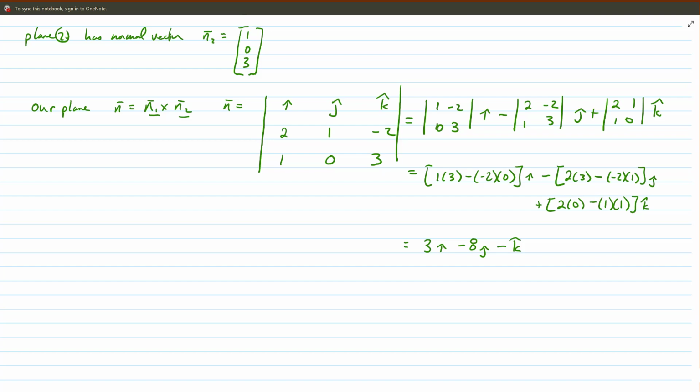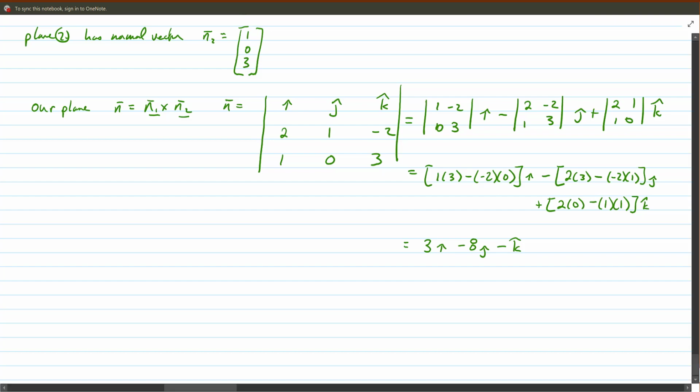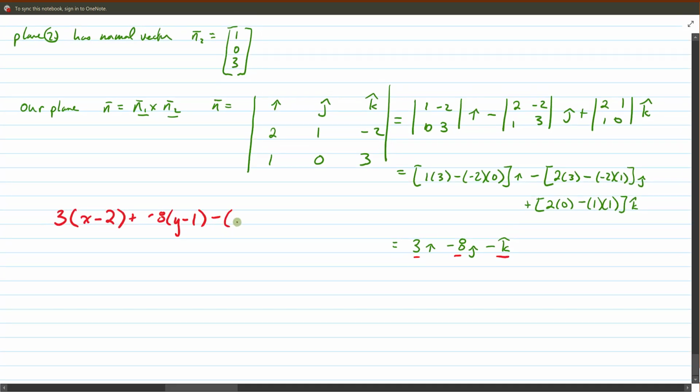So now that we've got the normal vector of our plane, all that remains to be done is to take the point that we were given and this new normal vector and state the equation. Notice that for our normal vector, here's our n1, here's our n2, here's our n3. So the equation of the plane would be 3 times (x minus 2), plus negative 8 times (y minus 1), minus (z minus 1) is equal to 0.